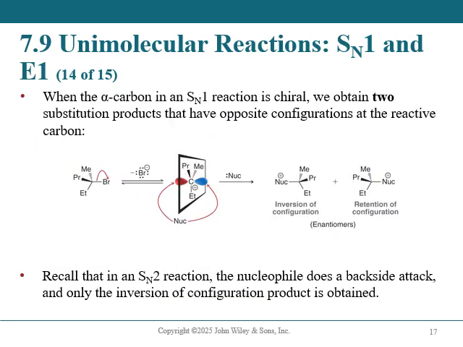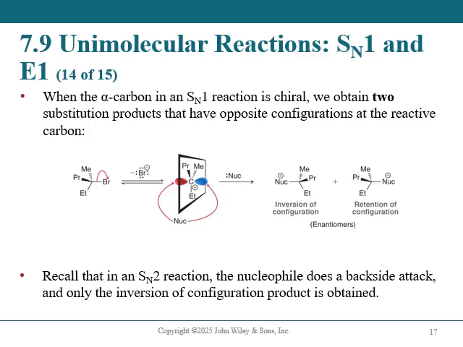When the alpha carbon in an SN1 reaction is chiral, then we obtain two substitution products that have opposite configurations at the reactive carbon. As you know, you may get an inversion or you may get a retention, depending on whether it's the mirror image of the inversion or not. Recall that in an SN2 reaction, the nucleophile does a backside attack and only the inversion is obtained. With an SN1 and the alpha carbon, that's not necessarily true.